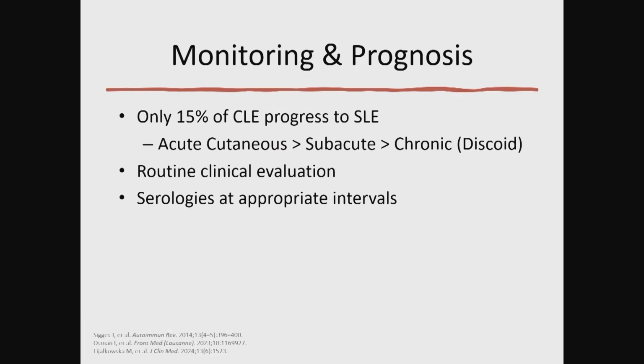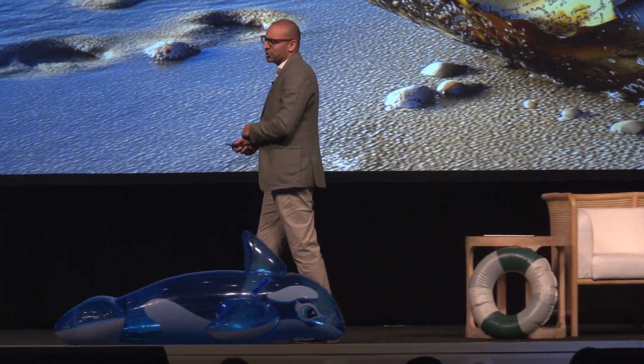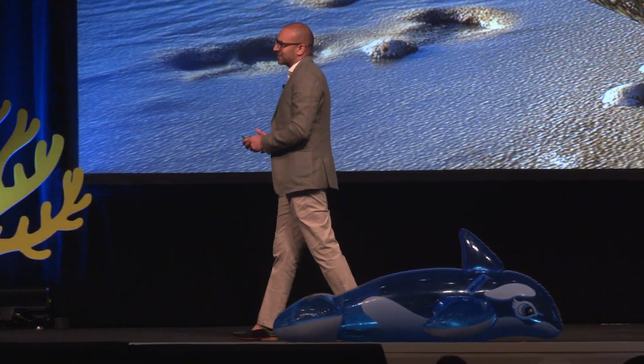Prognosis and monitoring, very simply, remember there's a low risk of progression. It varies by the subtype. When you see these patients, ask them 4 questions, and you'll capture whether or not they've evolved into SLE. Question 1, arthritis, joint pains. Question 2, sicca symptoms, dry eyes, dry mouth. Question 3, fatigue. And question 4, oral ulcers. You ask those, and you will capture the lion's share of patients with active SLE.